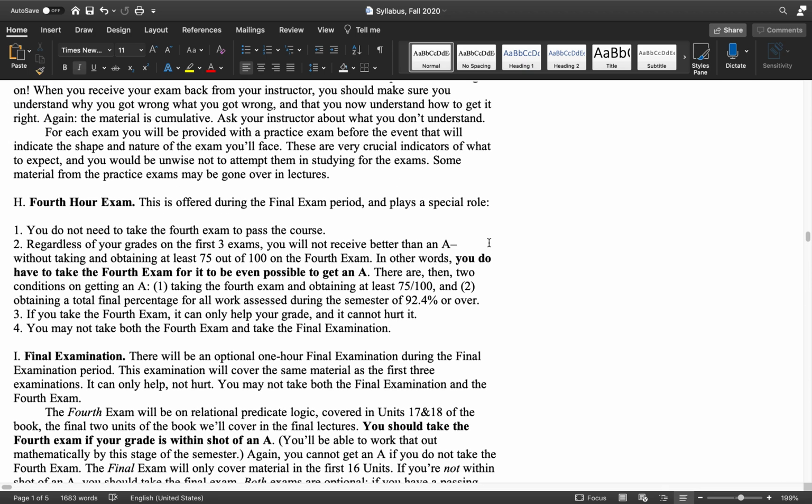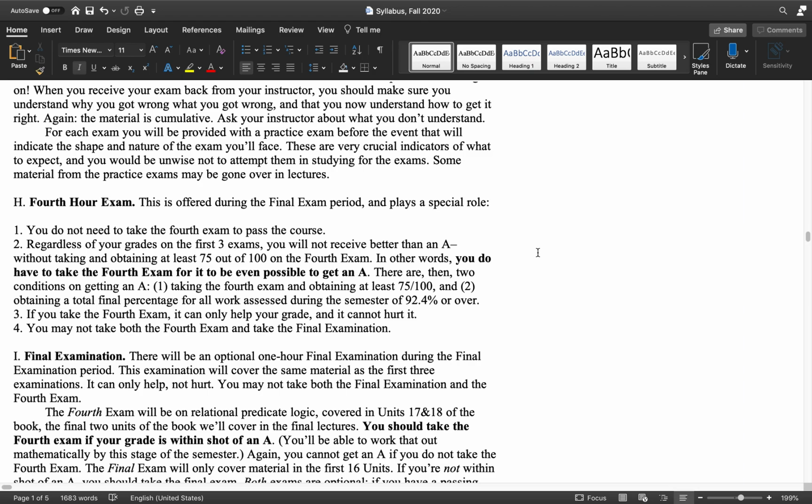Right? But if you're satisfied with your grade after the first 3 exams, whatever your percentage is, say it's an 85, which would be a B, you can walk away from the course, and that's the grade you'll get. Okay? So you don't have to take the 4th exam. Basically, you should only take the 4th exam if you're within shot of an A, right? Do units 17 and 18.